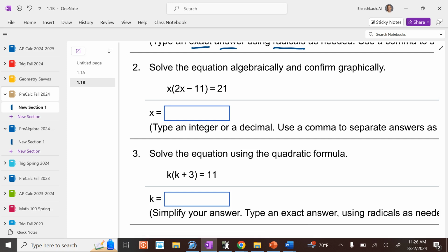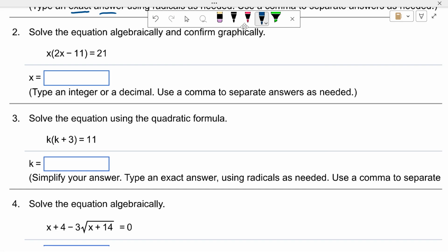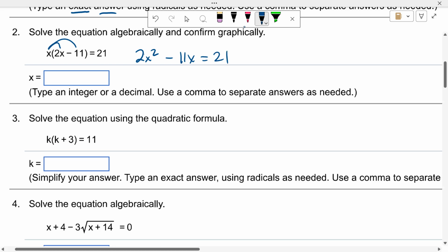Ooh, how do we solve this one? Now, I can't just say x equals 21 and 2x minus 11 equals 21. That would be too easy. Sorry, it doesn't work. Math doesn't work like that. What we have to do is distribute, to get 2x squared minus 11x equals 21. Subtract 21 from each side. So 2x squared minus 11x minus 21 equals 0.